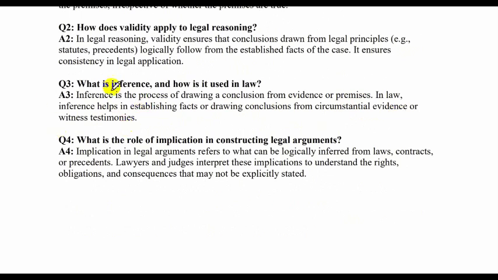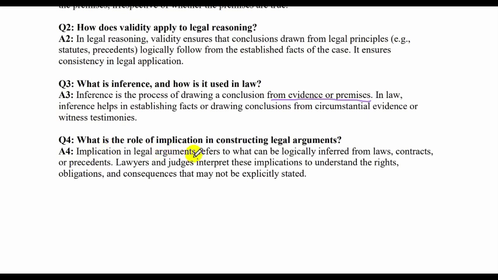Let's go through this question again. What is inference and how is it used in law? Inference is the process of drawing a conclusion from evidence or premises. This is what inference is. So it is a process of coming to a conclusion from available evidence or premises. In law, inference helps in establishing facts or drawing conclusions from circumstantial evidence or witness testimonies. So inference could be both deductive inference and inductive inference.